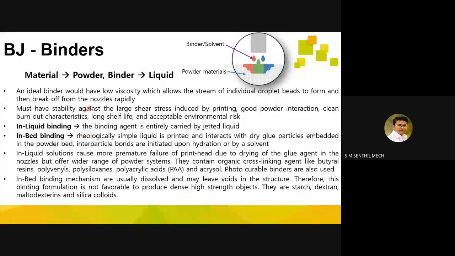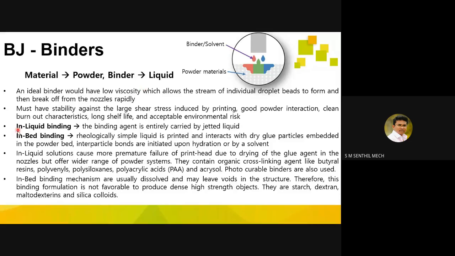This binding technique has two types: in-liquid binding and in-bed binding. When you are talking about in-liquid binding, the binding agent is entirely carried by the jetting liquid. So the liquid which is coming from this nozzle will itself have the binding agent. That is in-liquid binding. It will get dropped on the powder particles and it will be bonding them.